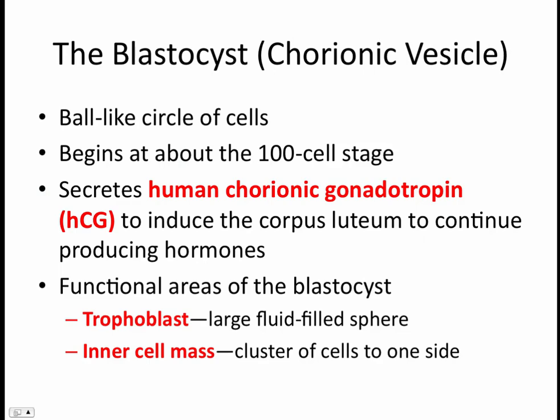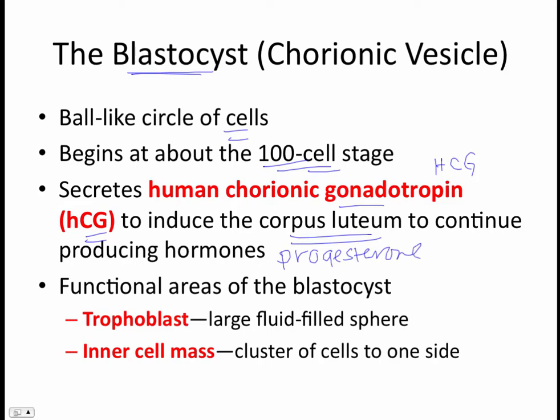When that ball-like circle of cells reaches 100 cells, we give it the term a blastocyst. And this blastocyst will secrete the hormone human chorionic gonadotropin, which we saw last time, HCG. This is going to cause that corpus luteum to continue to produce progesterone. Remember, we need this progesterone to maintain that endometrium.